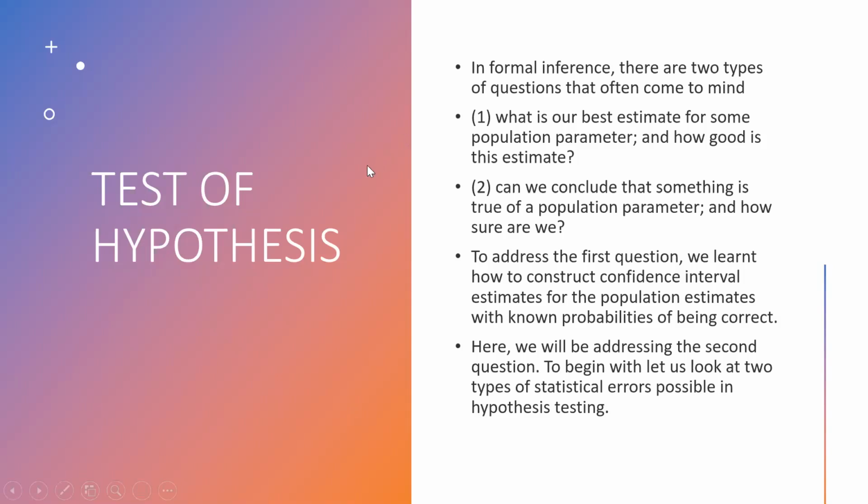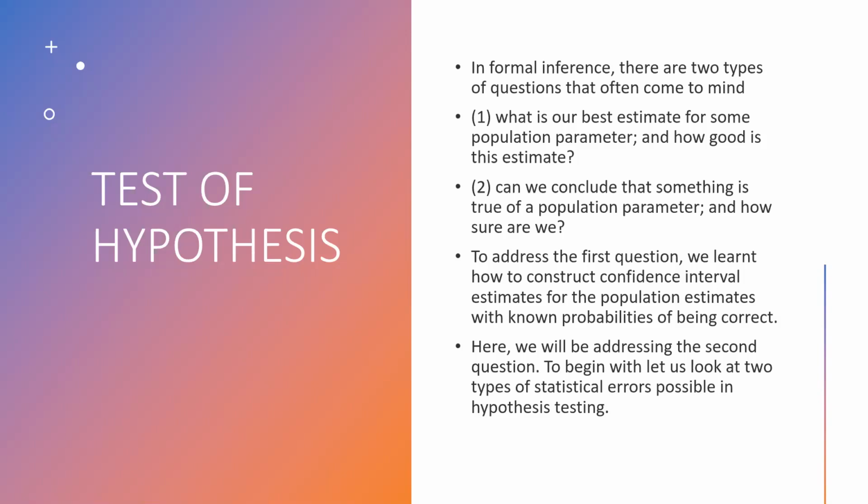Okay, thank you. So our interest is what is the best estimate for the population parameter and how good is the estimate. When we talk of the population parameters, we are talking of the population standard deviations, population variance, but most importantly, population mean. And the second question is, can we conclude that something is true of a population parameter? And how sure are we? Are we really sure?